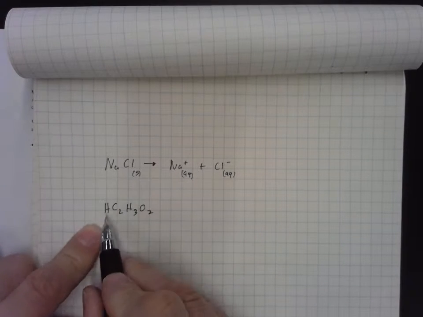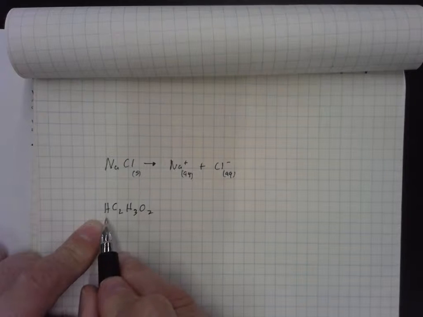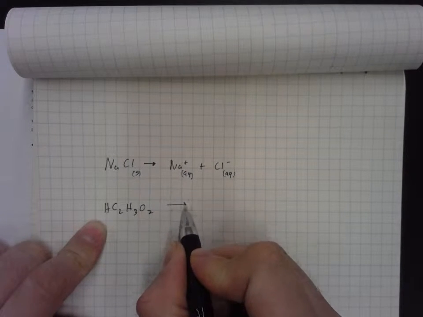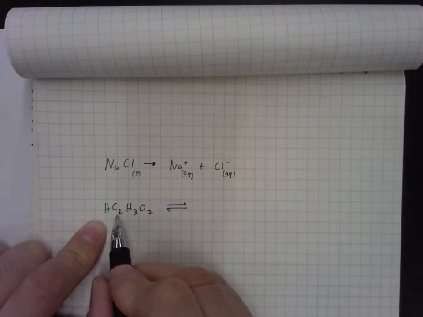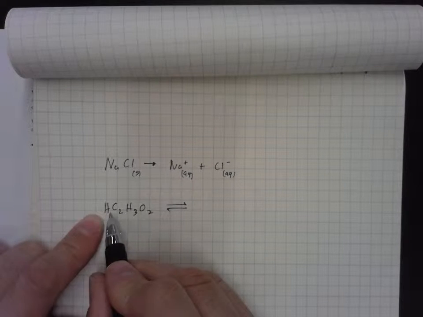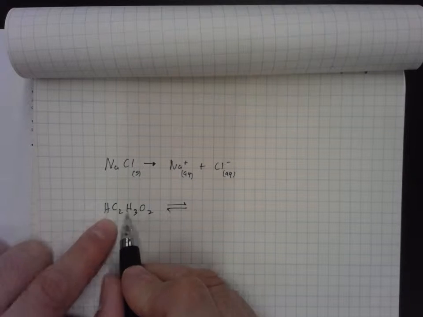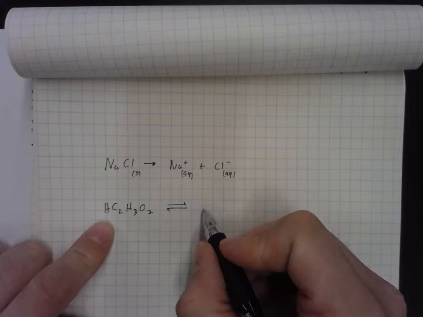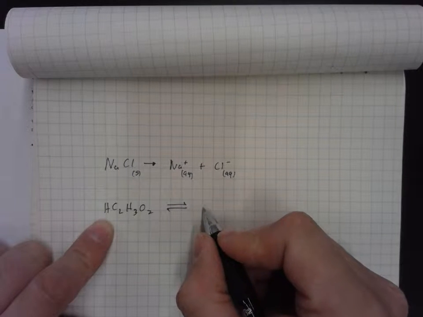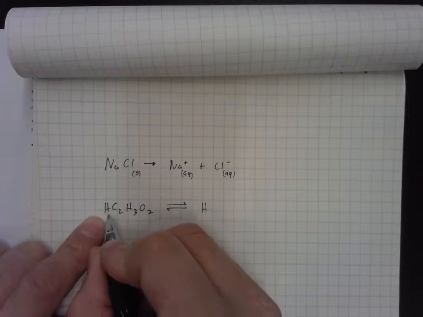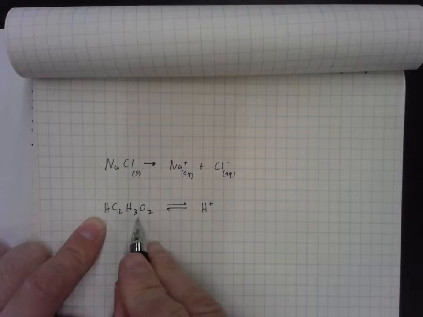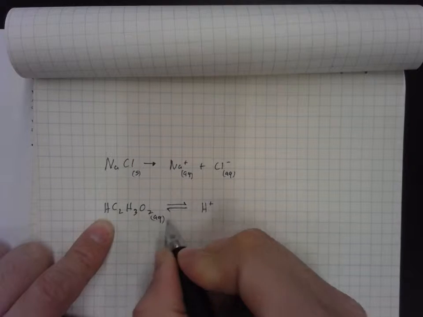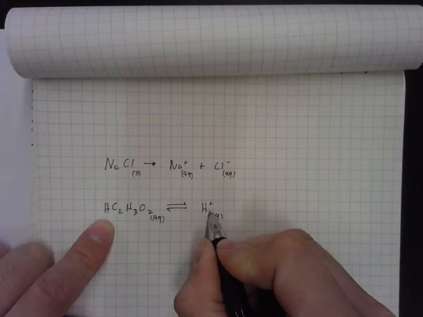HC2H3O2. And we know this is an acid because it's got an H in front of it. The reason we write the H in front is that when it's in water, some of these molecules will break apart, but some won't. Some might break apart and then rejoin, and this happens trillions and trillions of times, on a massive scale. We write the H in front to show that whenever it's in water, it forms an H+ ion.